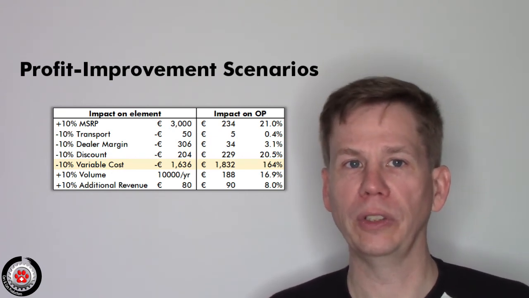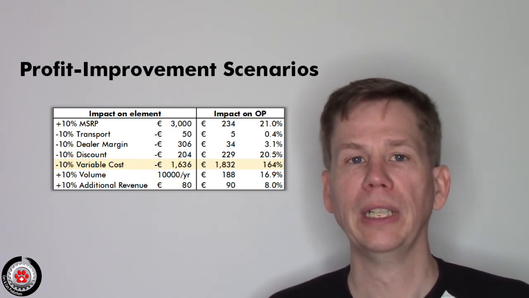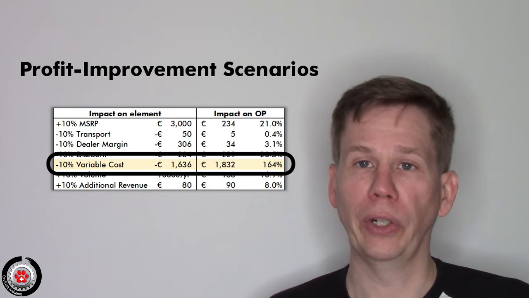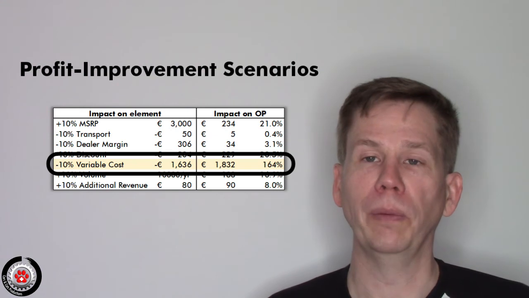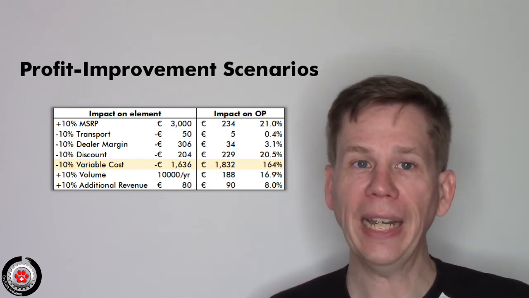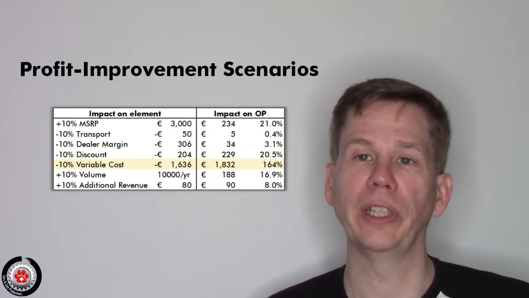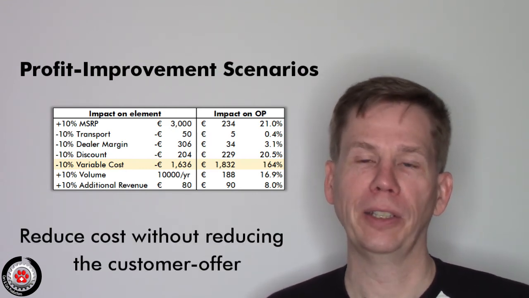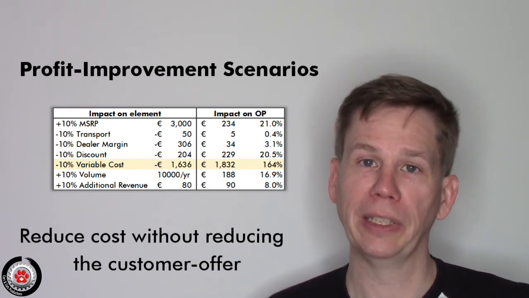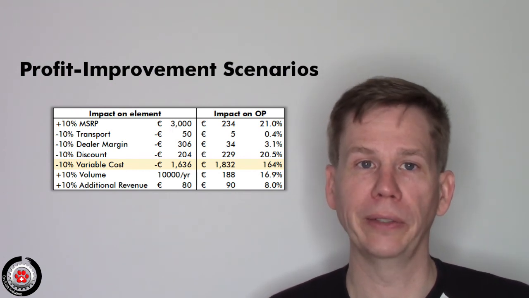Some of the other items are very small impact, like your dealer margin and things like that, your transport. But the really, really big one is your variable cost. If you take 10% off your variable cost, it has thousands of impact on your bottom line. And that's why particularly physical engineering product-based companies have huge teams constantly involved in reducing the variable cost of the products that they're making without impacting the product to the customer. So they can keep the price, but they can reduce that variable cost, and it makes a huge difference to the business case. It's really effective.